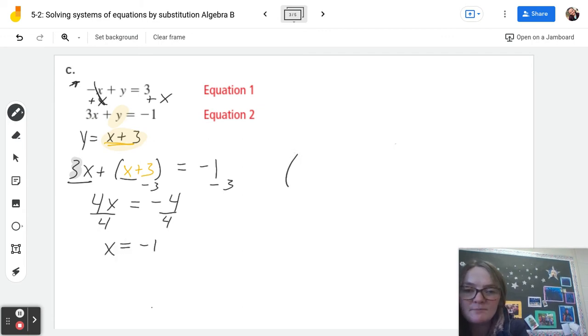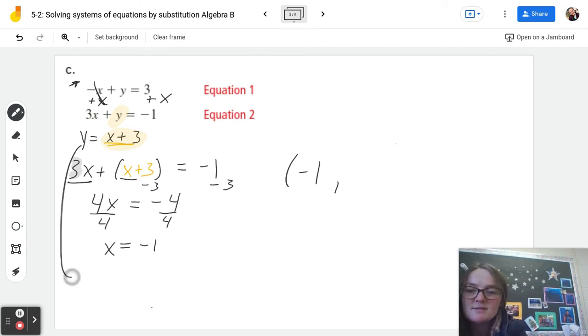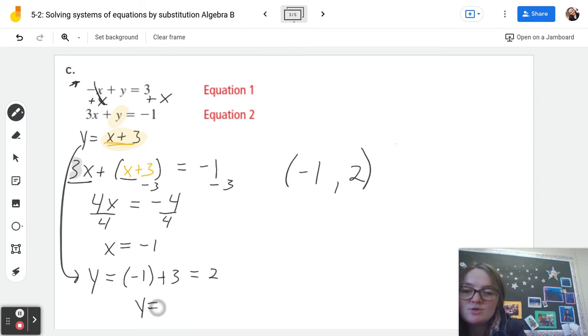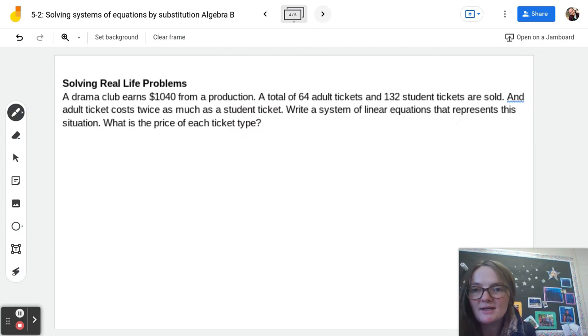Now, we're not finished here. Solutions to systems are ordered pairs, and so I need to find out what y is. To do that, I'm going to plug in negative 1 for x in the y equation. So I'm going to say y is equal to, instead of x plus 3, negative 1 plus 3, which is 2. So y is equal to 2, x is equal to negative 1. All right, let's move on to the next question.